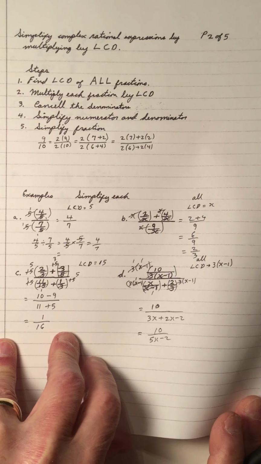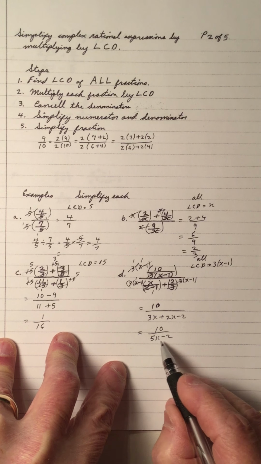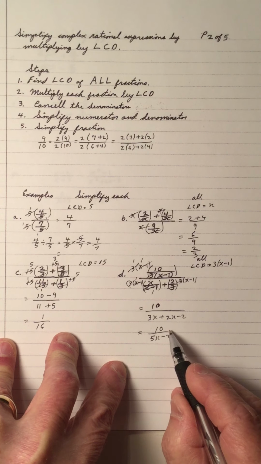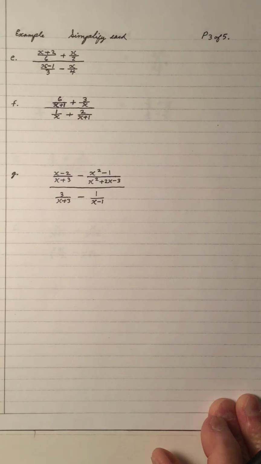Okay, let's continue. Notice the 5 and the 10 can't cancel because 5x minus 2 is a factor unless that's a full factor up here. 5x minus 2 right there, you can't cancel the 5 and the 10, because you can't cancel in subtraction.